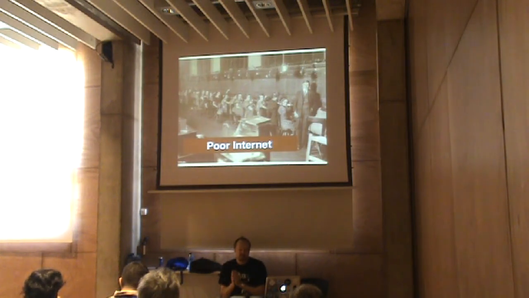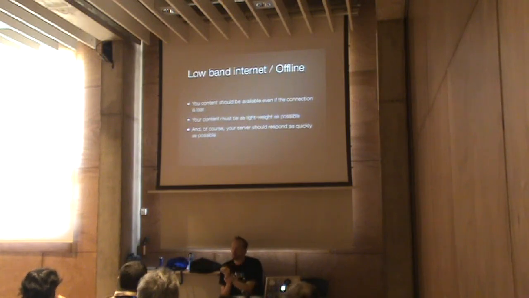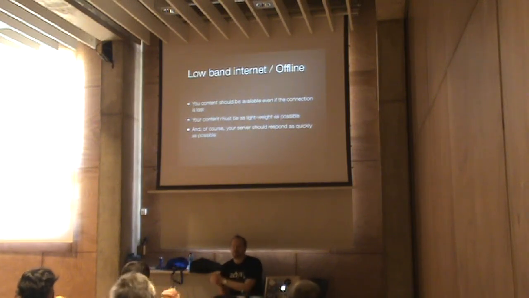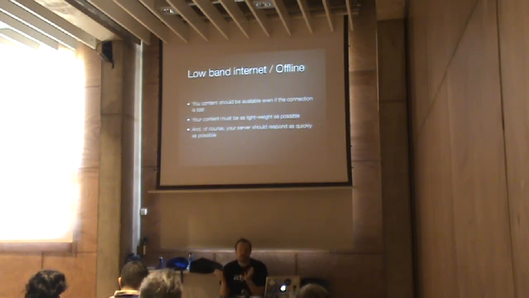So the poor internet is a really important thing, because even if you have 3G networks almost everywhere in Europe or in Asia, it doesn't work all the time. So your content should always be available, even if the connection is lost. You have all the tools today, like native apps or HTML5 local storage, to make sure that even if the connection is lost for a short amount of time, your content is still working and the user can still see something. Of course, it's very easy stuff. Your content should be as light as possible, because if you download 2 megabyte images, that's useless.